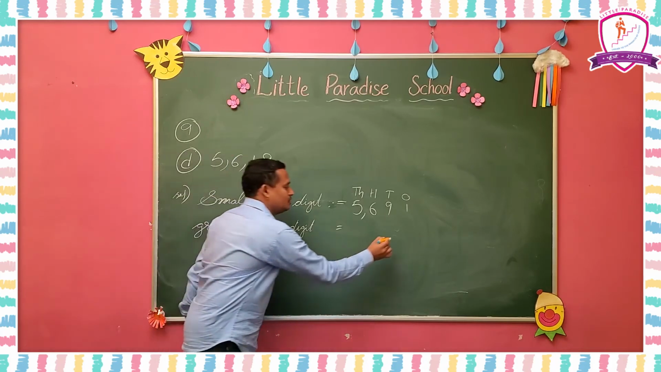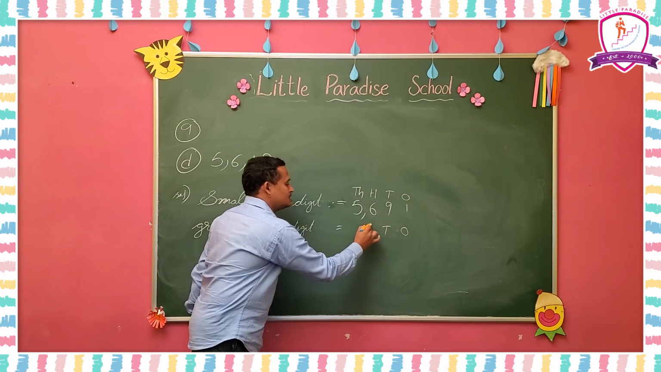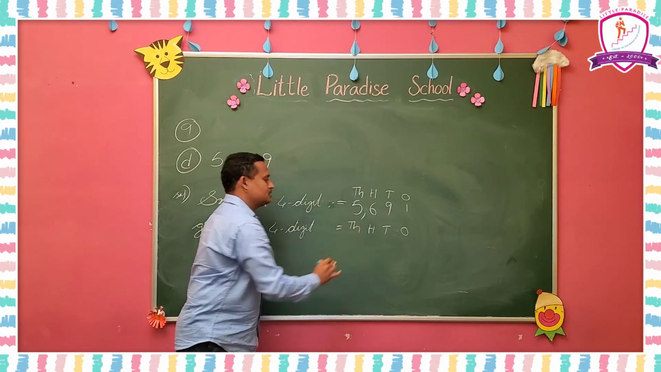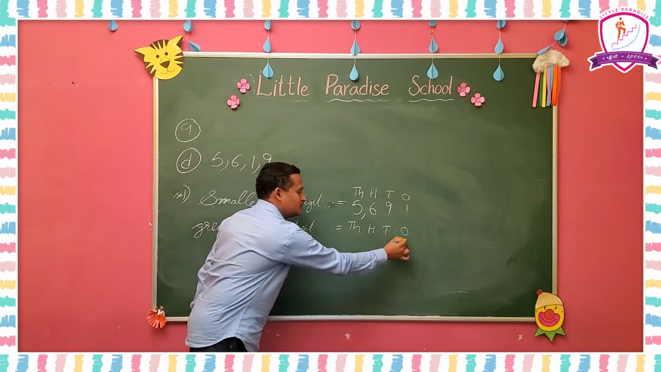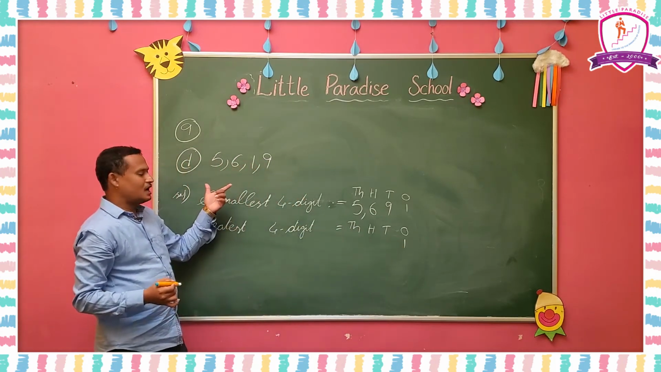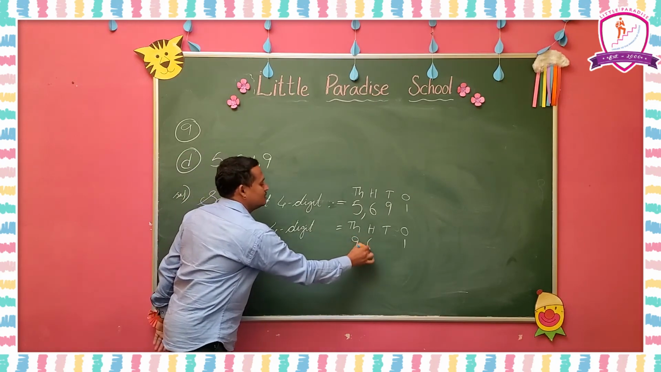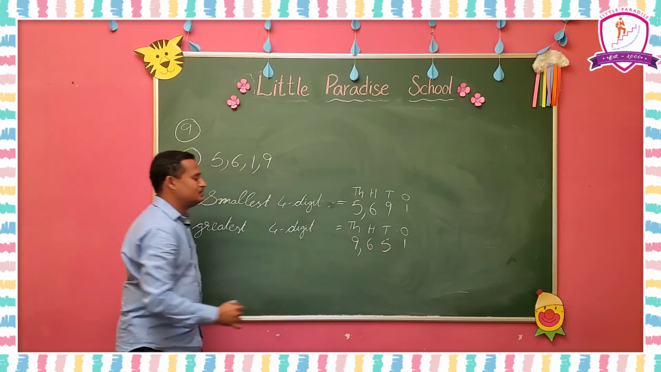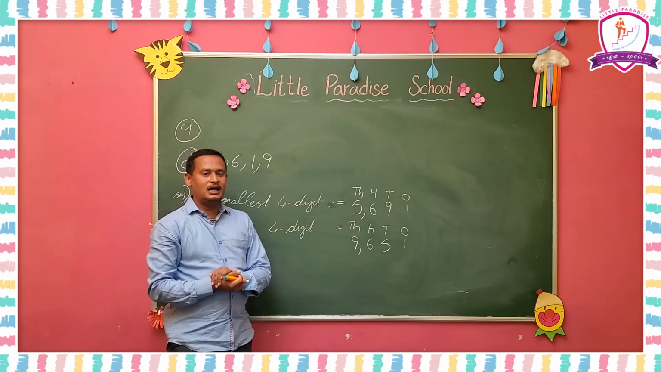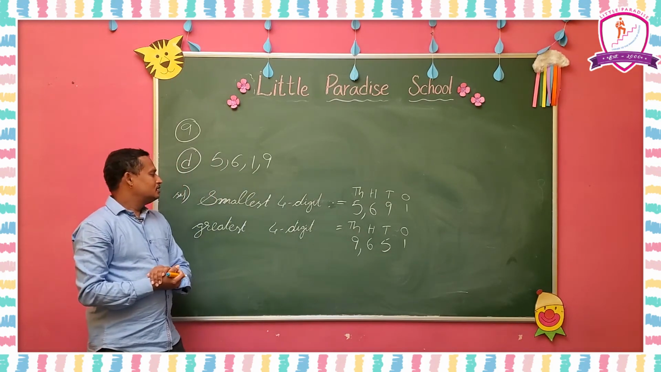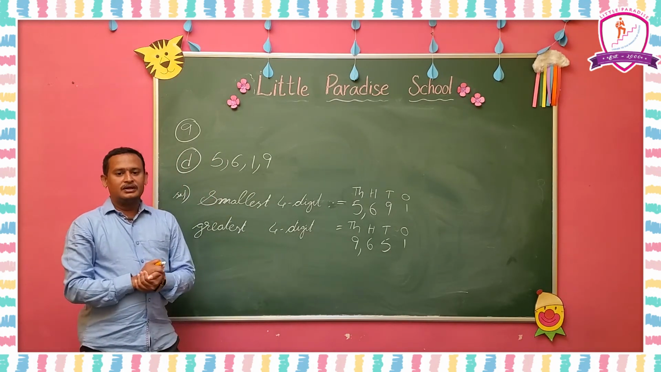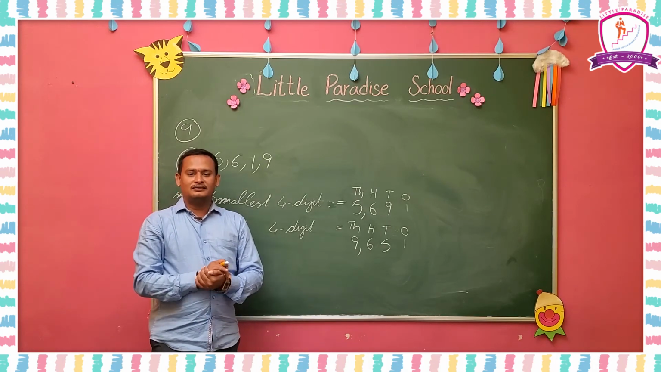For the greatest 4-digit number, here also you have to write the places: ones, tens, hundreds and thousands. Here 1 must be in ones place. So the remaining numbers you have to arrange in descending order. So 9 you have to write first, then 9, 6 and 5. 9651 will be the greatest 4-digit number here. So like this you have to try the remaining one.